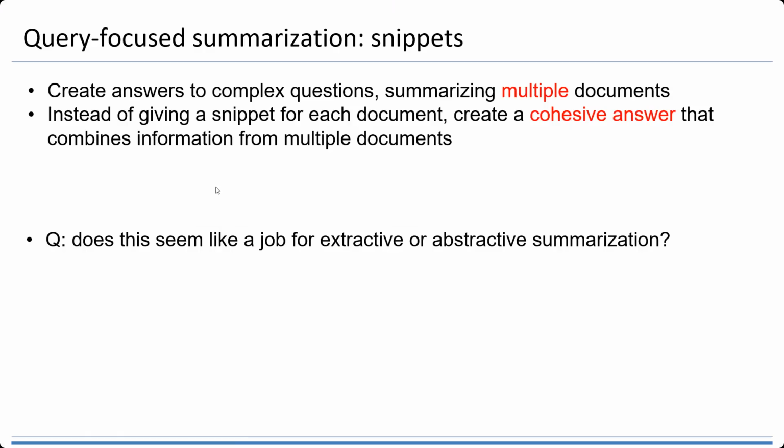In query-focused summarization, we want to create answers from a complex question. What does it mean by a complex question? The question is too abstract, too general. You can get the answer from multiple documents, from many web pages. Instead of giving a snippet for each document, you can create a cohesive answer.